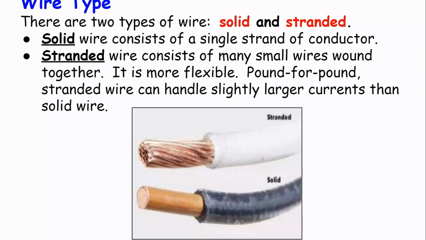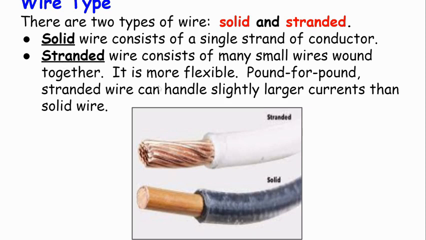So firstly, there are two types of wire. They're called solid and stranded. Solid wire consists of a single strand of conductor. There's a picture of this down here. It's the bottom wire. And you can see that the conducting part, the copper, is just one piece of copper. That's the stuff over on the left. Okay. The black material here is plastic. That's called insulation.